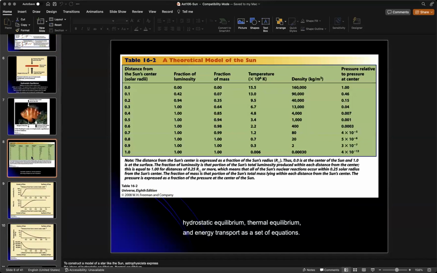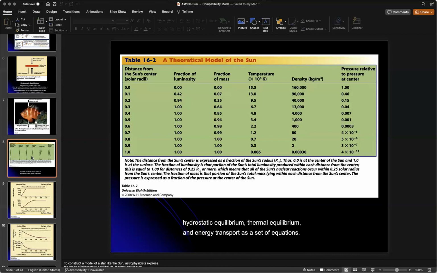Next, we'll look at a theoretical model of the sun. In this, we look at various points from the center of the sun moving outwards all the way to the surface, and we will look at the values of various properties such as temperature, density, pressure at various points. Also fraction of luminosity and fraction of mass. So on the top, we are starting from 0 and then increasing in steps of 1/10. We are getting all the way to the surface.